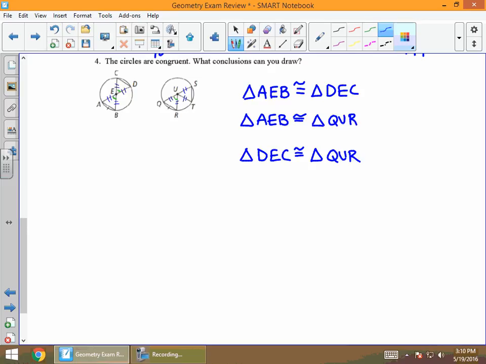What I cannot do is include triangle SUT in that mix in any way, just because I don't know for a fact what that measurement of the angle is at the top. It looks like it should be, but we do not know that for sure.